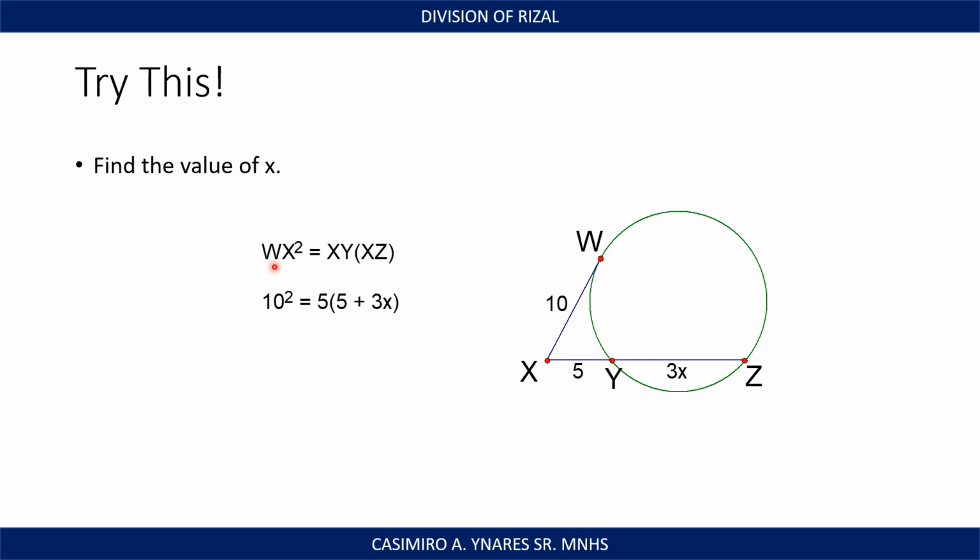Substitute. WX natin is 10, so 10 squared is equal to XY natin is 5, and XZ natin is 5 plus 3x. Simplify. 10 squared is 100. 5 times 5 is 25. 5 times 3x is equal to 15x. Simplify. We have 100 minus 25 is 75 is equal to 15x. Divide both sides by 15. Therefore, x is equal to 5.